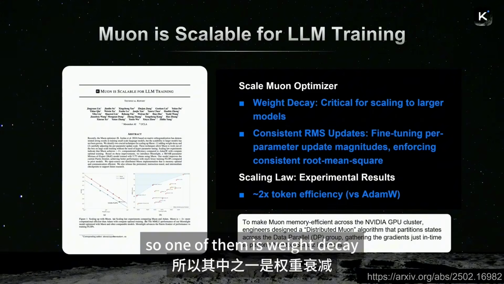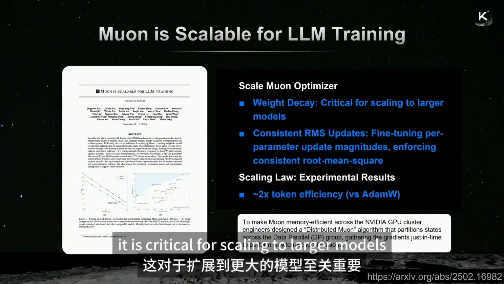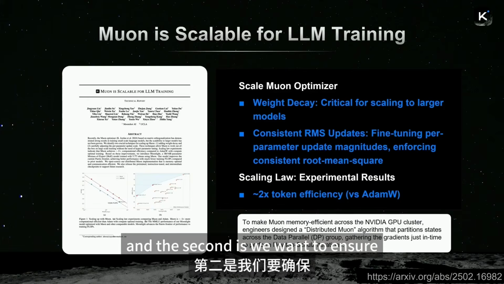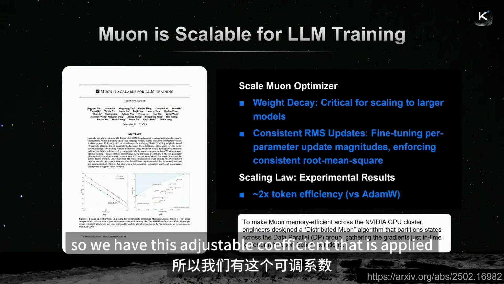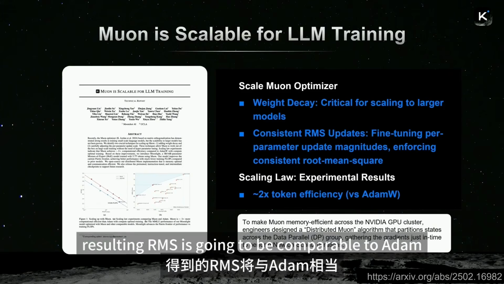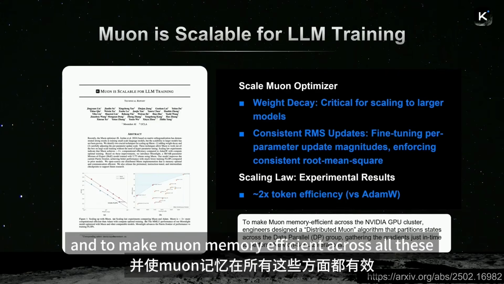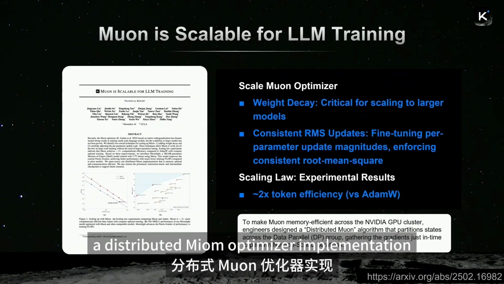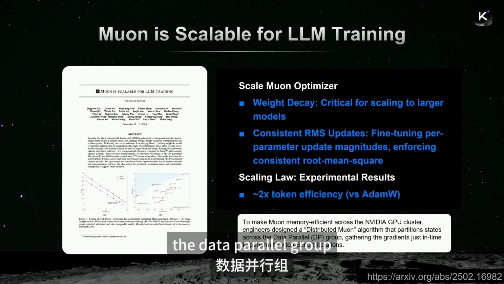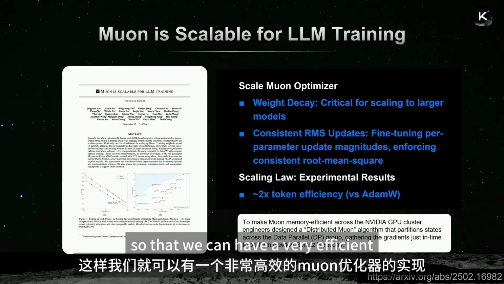One of them is weight decay. It is critical for scaling to larger models. The second is that we want to ensure consistent RMS updates compared to Adam. So we have an adjustable coefficient that is applied to each update, so that the resulting RMS is comparable to Adam. And to make Muon memory efficient across all these NVIDIA GPU clusters, we also developed a distributed Muon optimizer implementation that partitions the states across the data parallel group, so that we have a very efficient implementation for the Muon optimizer.